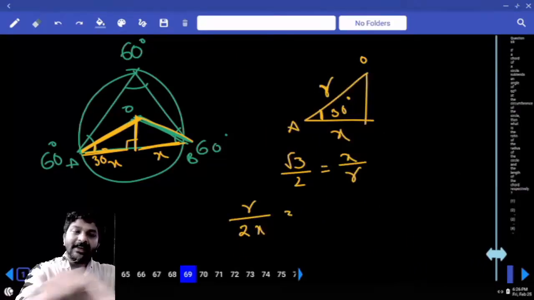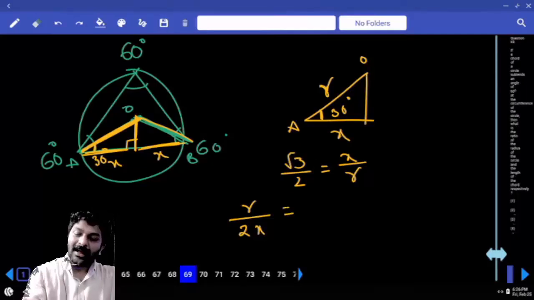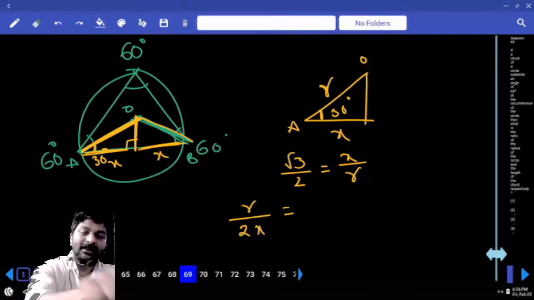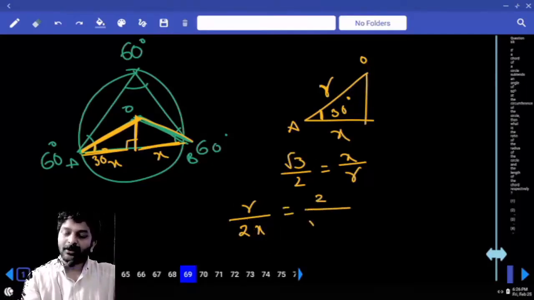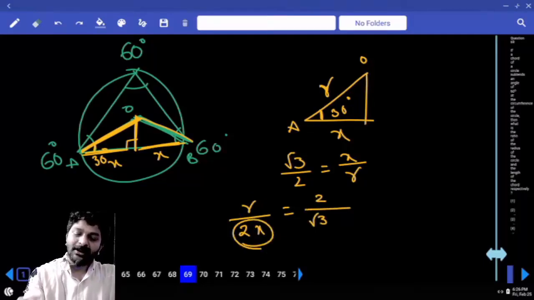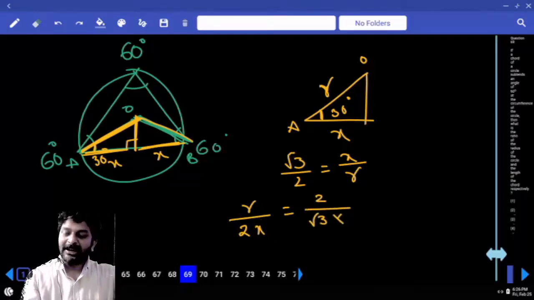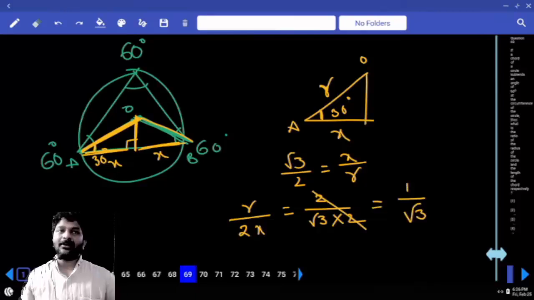If x by r is equal to root 3 by 2, r by x is equal to 2 by root 3 only, but we need 2x. That means we have to multiply again with 2 only. 2 gets cancelled, and now the ratio becomes 1 by root 3. That means 1 is to root 3.